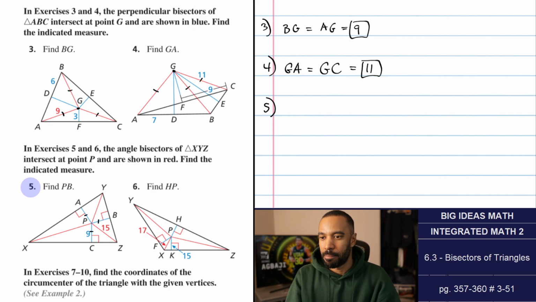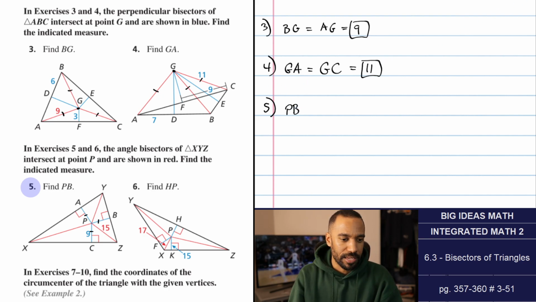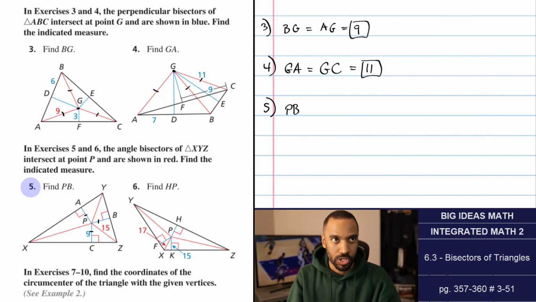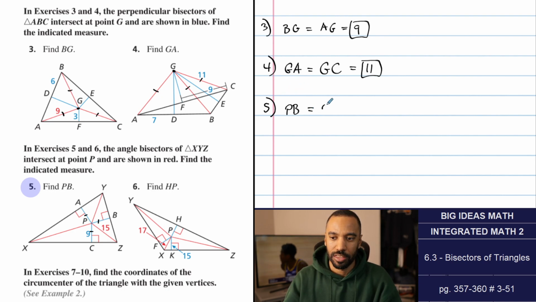So find the indicated measure on number 5. We need to find the length of PB. Now, PB is the distance from the incenter to this side right here, which should be the same length as PC and PA. PC is marked as 9, so PB equals the length of PC, which is 9.